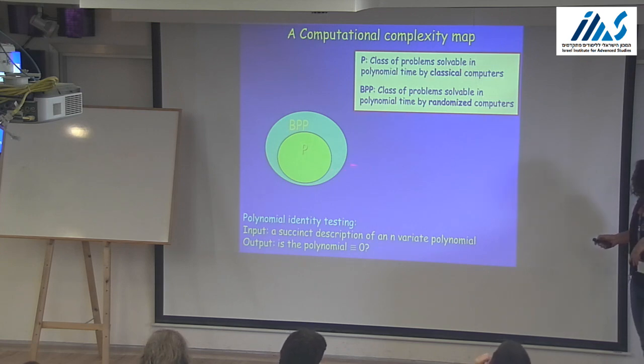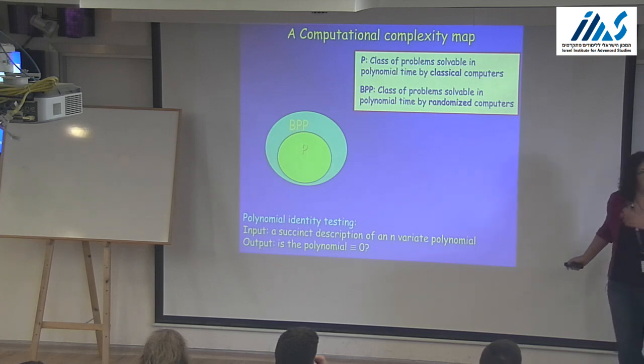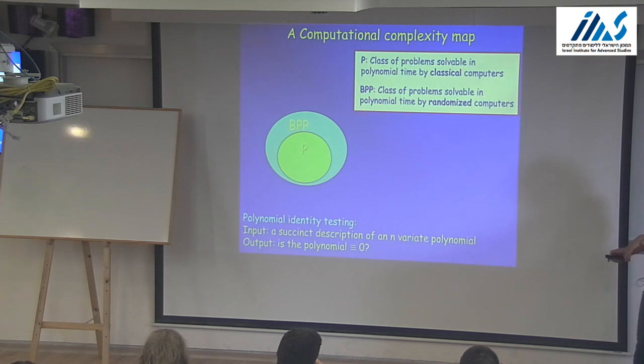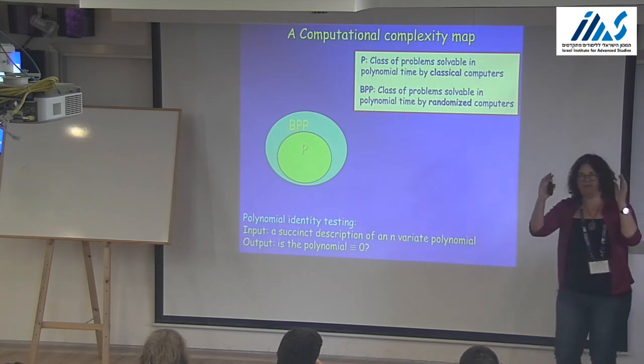For example, here is perhaps the most important example: the problem of polynomial identity testing. We're given a polynomial in some succinct description. It's a polynomial over n variables, and say you're given it by a circuit that computes it, evaluates it for some inputs. But think of this polynomial as if it's over n variables.